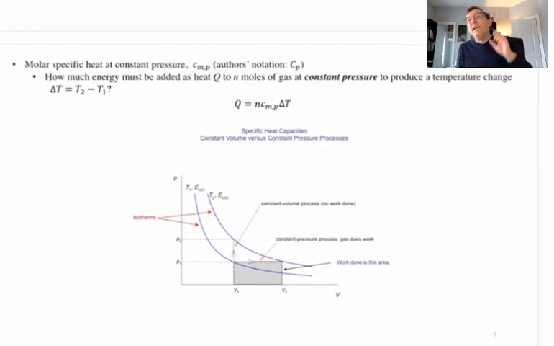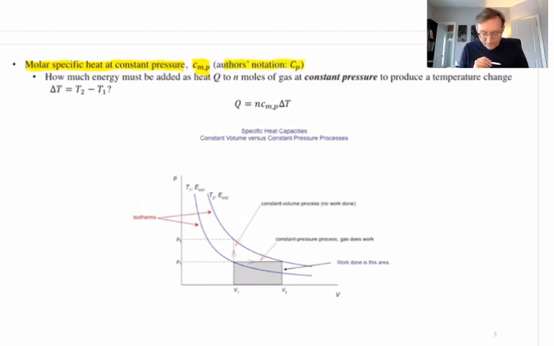We're going to add the energy as heat Q, but we're going to stipulate that the pressure of the gas must be constant, which we can do with our little apparatus I've been talking about. So now we're going to introduce the concept of molar specific heat at constant pressure. Here's my notation: little c, subscript m for molar and p for pressure. Here's your author's notation: big C sub p.